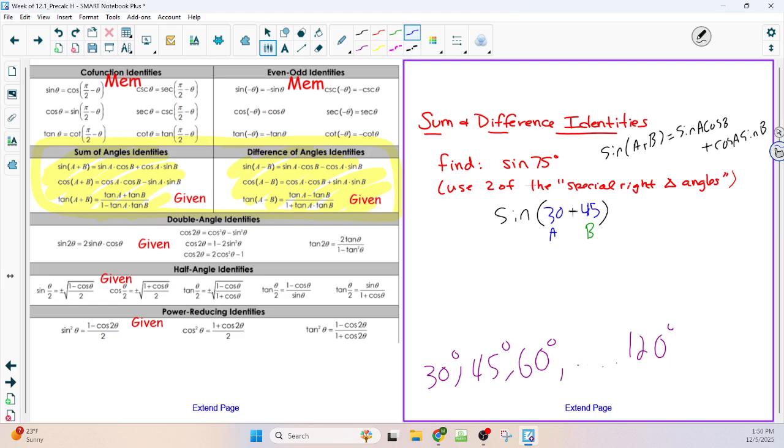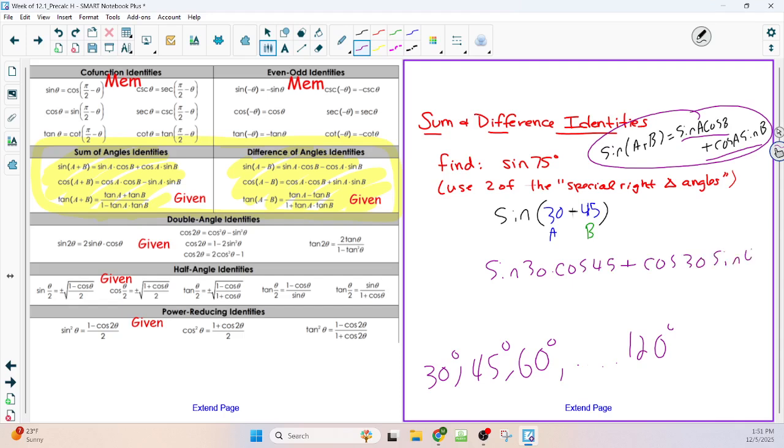So now we're going to apply that formula up there. All we're going to do is sine of 30. You see this formula? This is what we're using. So we're going to use this side right here. Sine of 30, which we know, times cosine of 45 plus cosine of 30 times sine of 45.